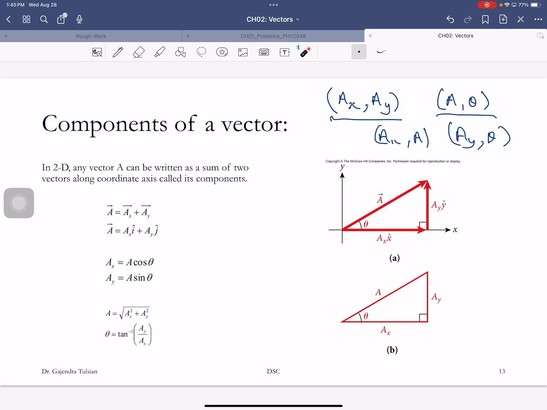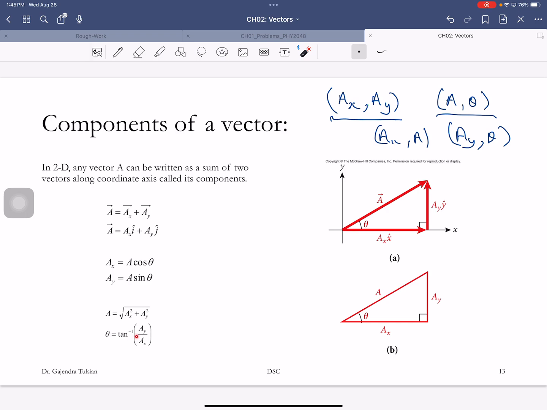So these formulas let you go from this direction to that direction. These 2 formulas let you go from this to that direction. So given the components, there's the magnitude, and there's the angle.